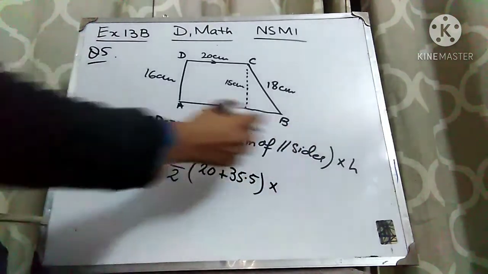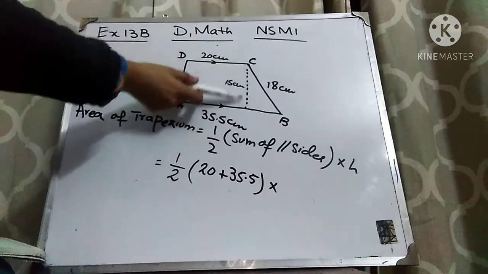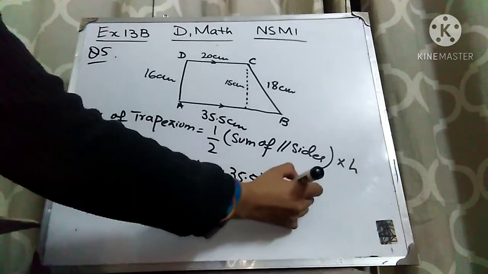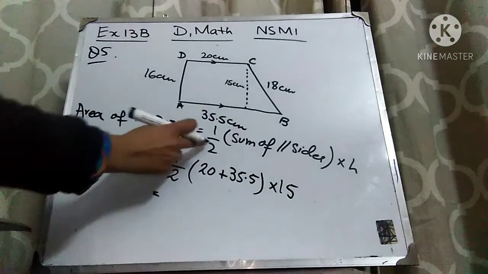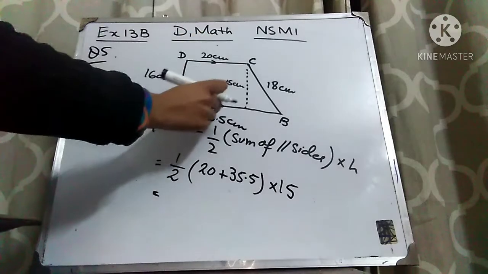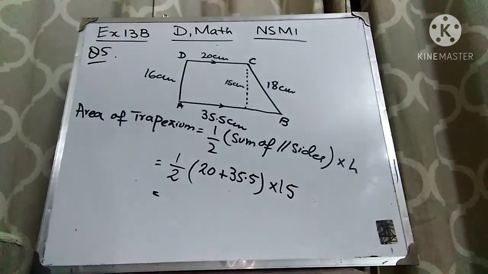Now what is the height? Students, any perpendicular line on the parallel lines is the height. As you can see, this is the height. So in the trapezium, 15 is the height. So I will write down 15. So the formula is half the sum of parallel sides multiplied by height. These are the parallel sides, I will add them. Half I will write down as it is, and this is the height. Now I'm going to do the calculations.